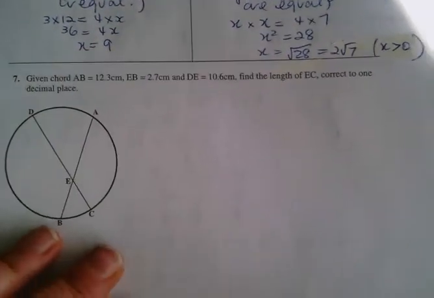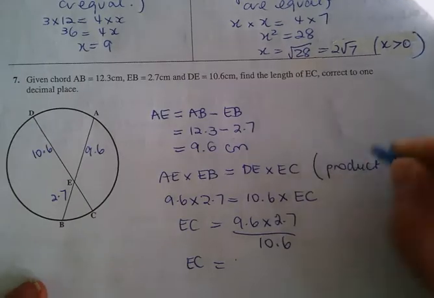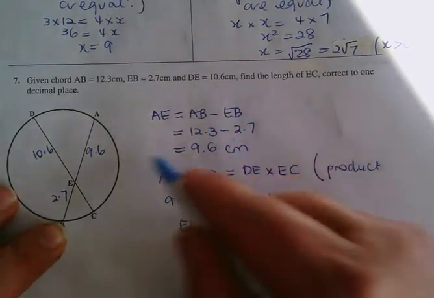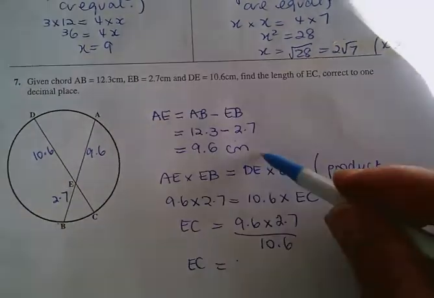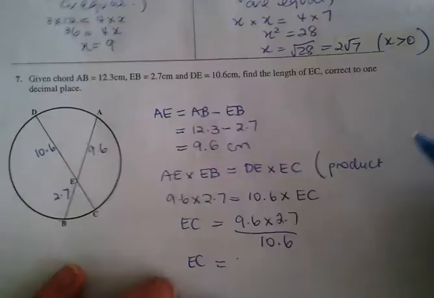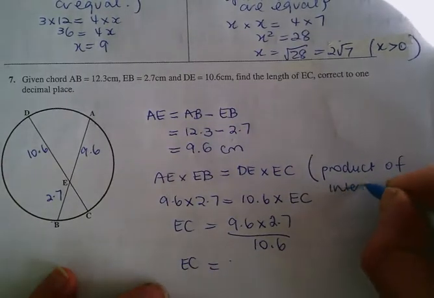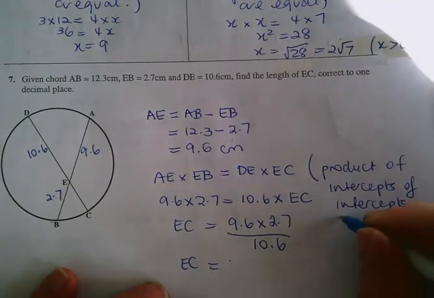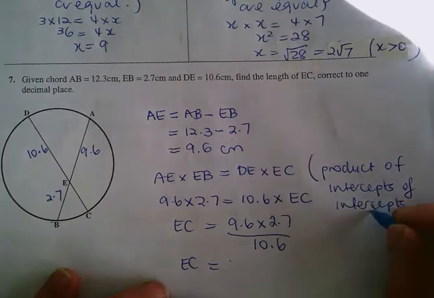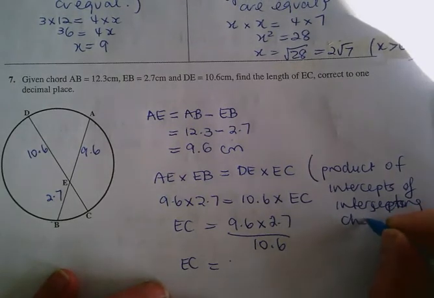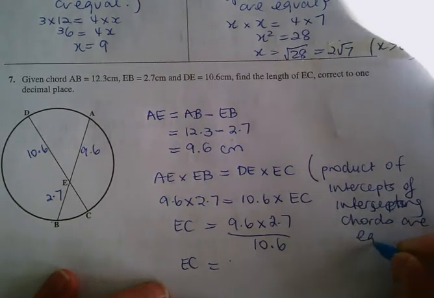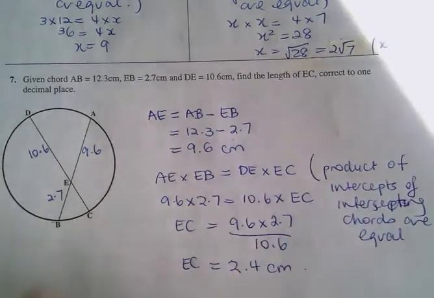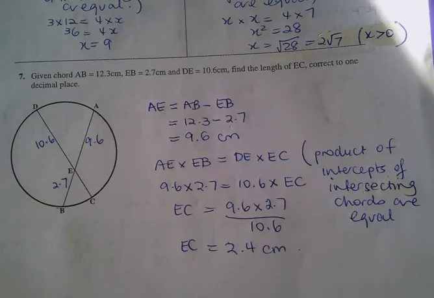And your last one. You're given the length of AB and you're given the length of EB, so by subtraction you can find the length of AE, which is 9.6 centimeters. Again, product of intercepts of intersecting chords are equal. And what did you get for your answer, everyone, please? 2.4 centimeters. Okay, end of those 3 theorems.